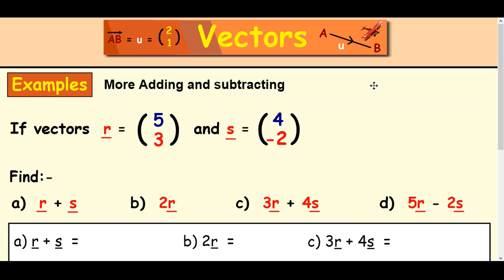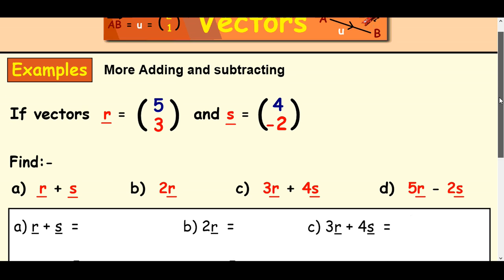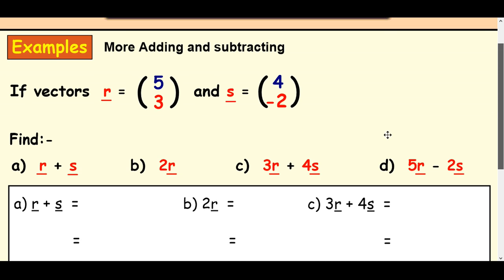Hi there. In this lesson, again, we're going to look at adding and subtracting vector components, but we're also going to look at solving equations using vectors as well. So the first one here, we've got vectors R and S, and we're looking to do different things with these vectors. We're going to add R and S, we're going to do 2 times R, 3 times R plus 4 times S, and then 5 times R, take away 2 times S, all using components and not using drawings.